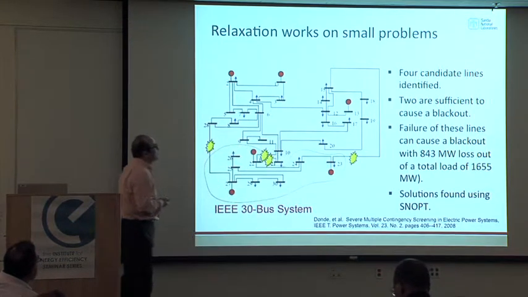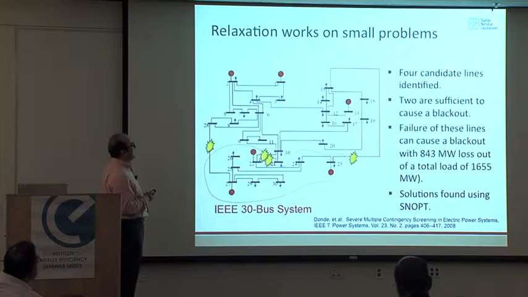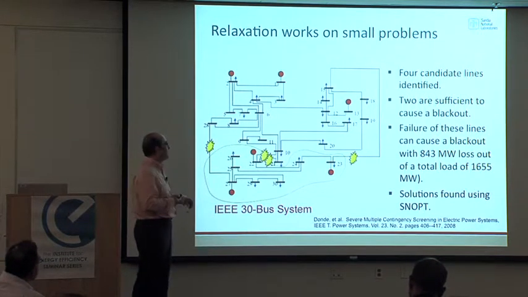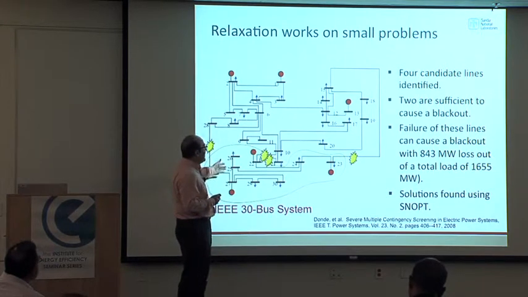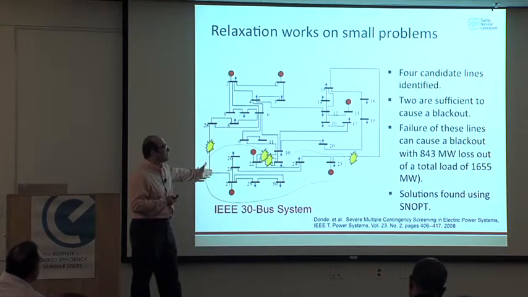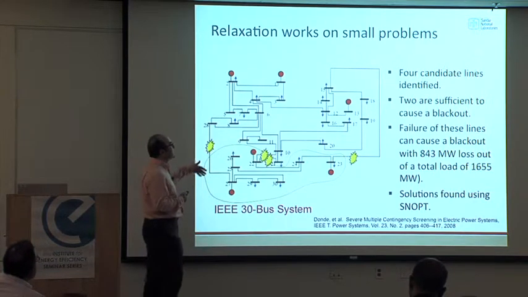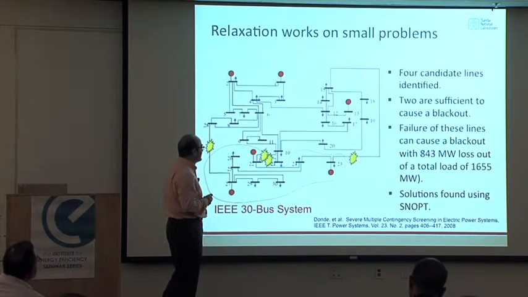And if you choose any 2, well, the system becomes infeasible. And I would have excess generation here, which I cannot transfer to the upper side of the system.